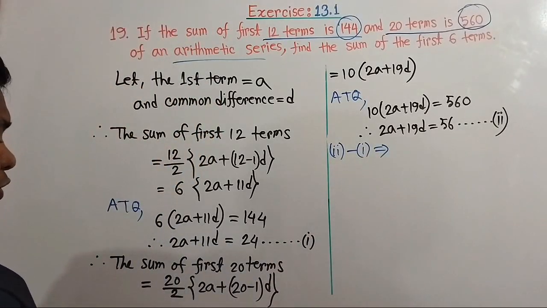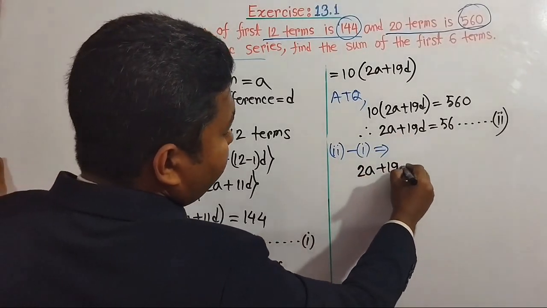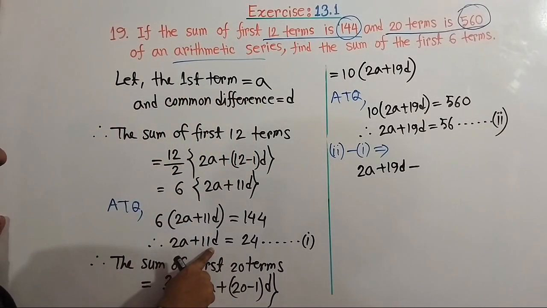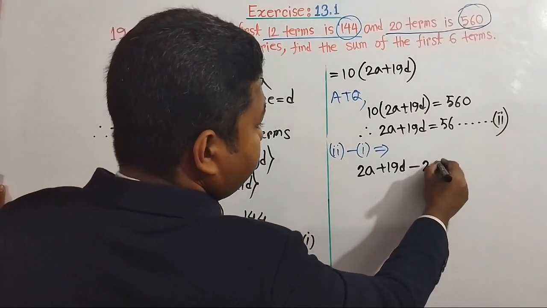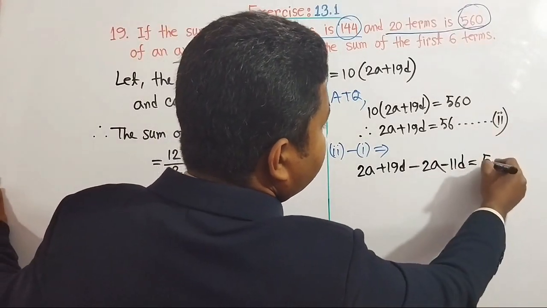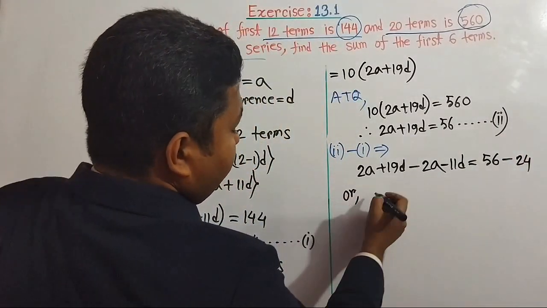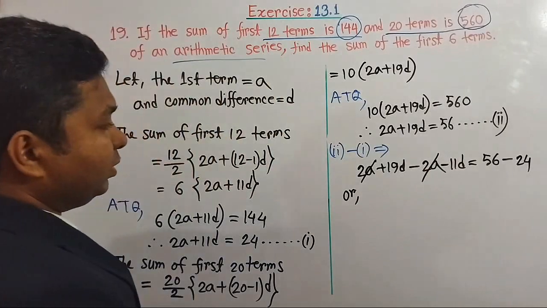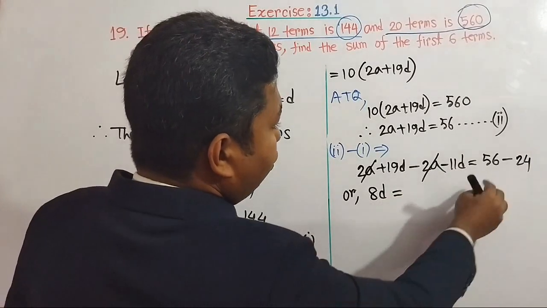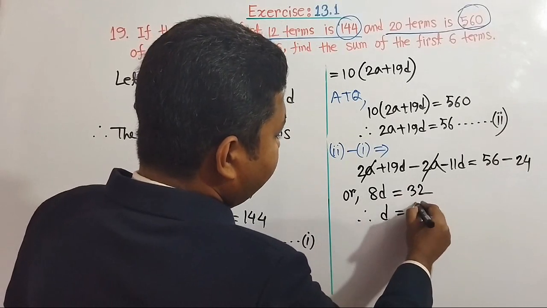By this operation, the left hand side of equation 2 is 2a plus 19d minus the left hand side of equation 1, 2a plus 11d. So minus 2a then minus 11d equals 56 minus 24. Plus 2a and minus 2a cancel, and 19d minus 11d equals 8d, which equals 56 minus 24 equals 32. So the value of d is 4.